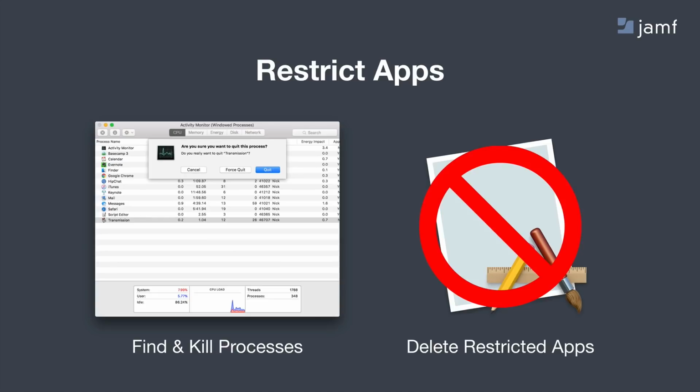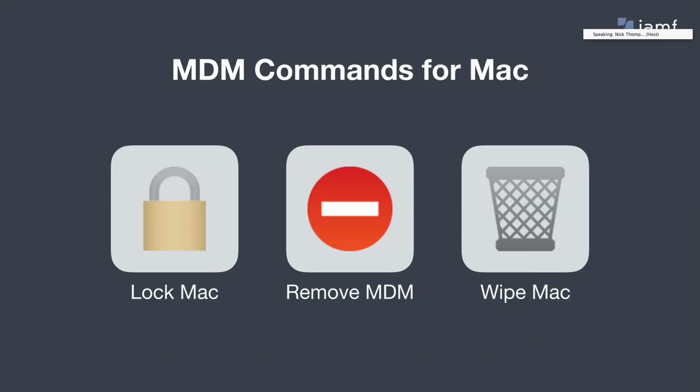I can also use Jamf to restrict apps, so I could find and kill specific processes, and I can delete blacklisted apps that I don't want my users using. And if a Mac ever goes missing, I've got some remote commands at my disposal as well. I can lock it, I can remove the MDM profile if I'm retiring it, or my CEO left his or her Mac in the cab again, and so I'm going to wipe it as well. All of these controls are at your disposal.